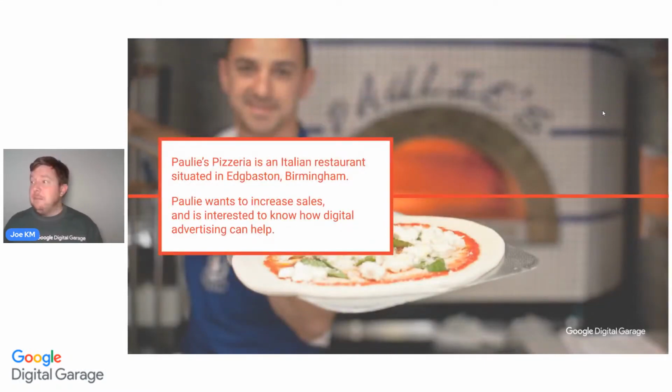So first of all, the example that we're going to use is Paulie's Pizzeria. It's an Italian restaurant situated in Edgbaston, which is in Birmingham.